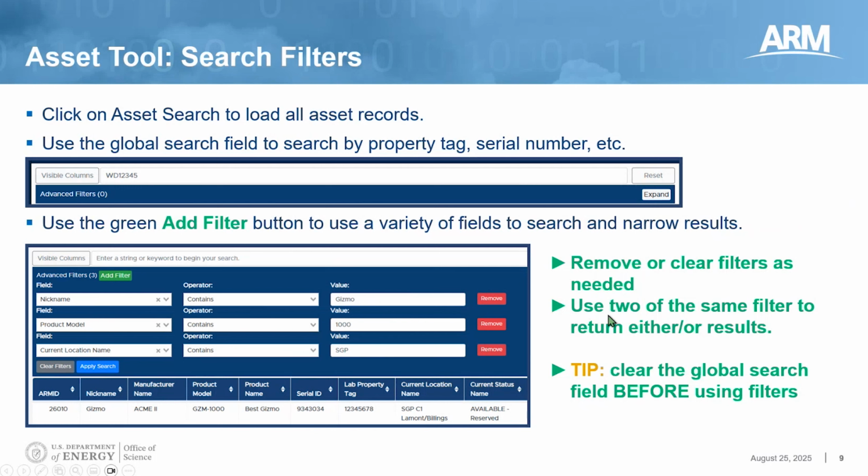And you can use two of the same filter to return either-or results. So if you're looking at all assets at Brookhaven and you search by mentor Scott Smith and Art Sedlacek, you would be able to see both of those mentors if you searched that way.